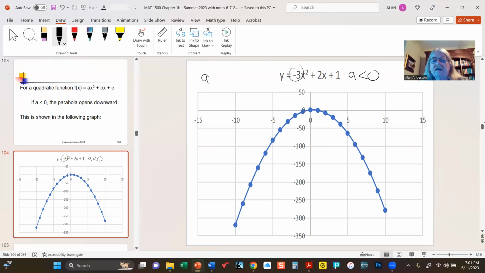Now, if A is zero, it's neither positive nor negative, and then it's no longer a parabola. You would just have a straight line. Okay, so we don't have to worry about that case.